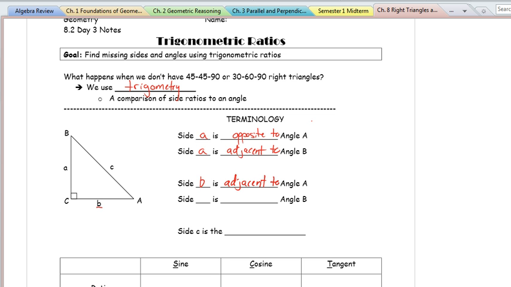We would call side B also what to angle B? Well, it's straight across, so we would say that's opposite. Okay, so we have a combination of opposites and adjacents. And lastly, C, or the hypotenuse, is always listed as the hypotenuse. It can never be an adjacent side, it can never be an opposite side, and we'll get into that as we continue.